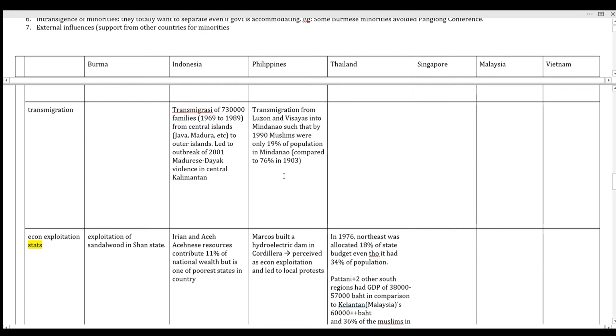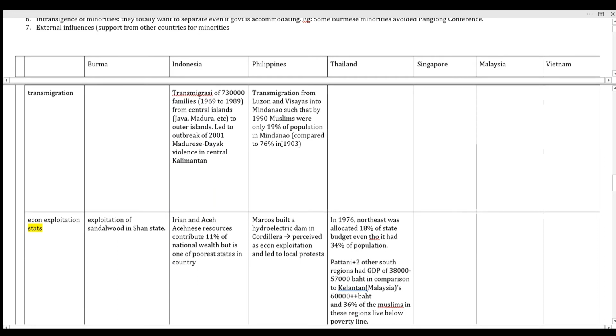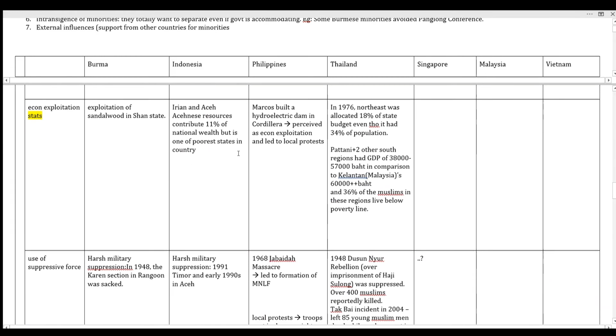And in Philippines, we have transmigration from Luzon and the Visayas into Mindanao. And as you can see, this is what I meant by displacing the minorities. Here, the percentage of Muslims in Mindanao went from 76% in 1903 to 19% in 1990. So that's a huge group of people coming there to reduce the proportion of the native people, the people who were originally there. I'm not sure how to put it. Okay, yeah. So that's transmigration, and this leads to tensions between the minority and majority as well. So do take note of that.